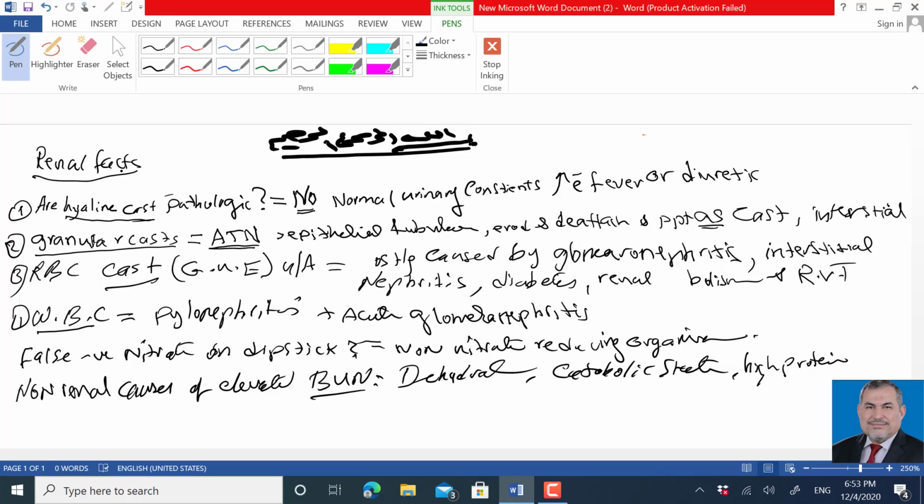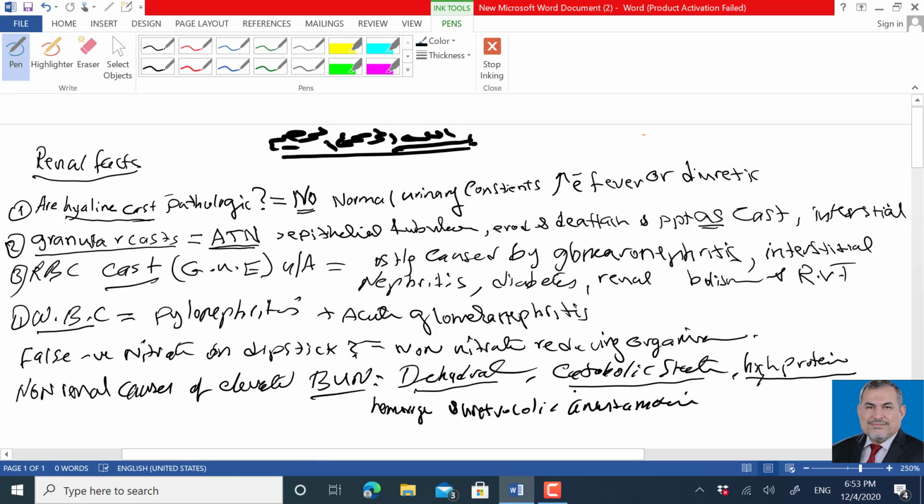non-renal causes of elevated blood urea nitrogen, what are they? Dehydration, catabolic state, high protein diet, hemorrhagic blood, and ureterocolic anastomosis. Hemorrhage and ureterocolic anastomosis.